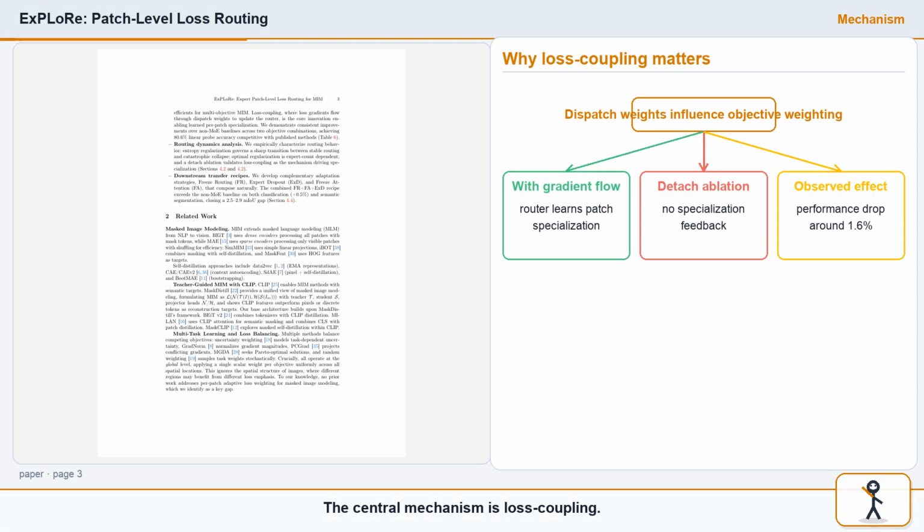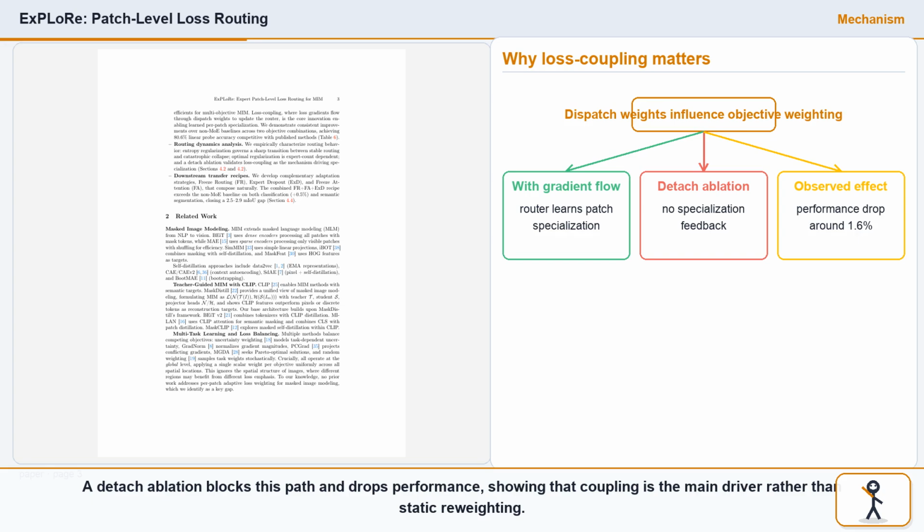The central mechanism is loss coupling. Gradients from objective terms are allowed to flow through dispatch weights into router parameters. Detach ablation blocks this path and drops performance, showing that coupling is the main driver rather than static reweighting.